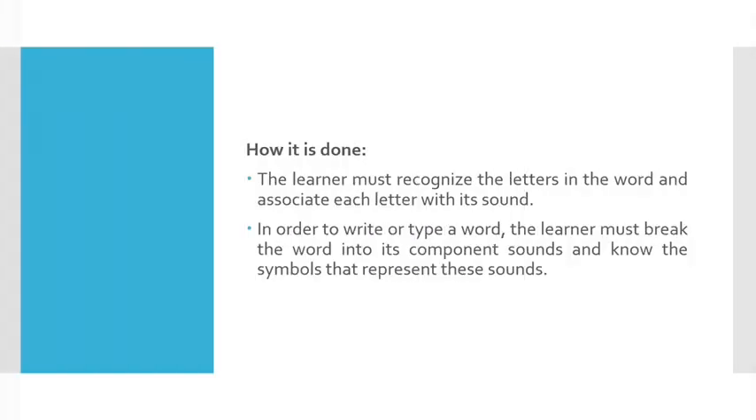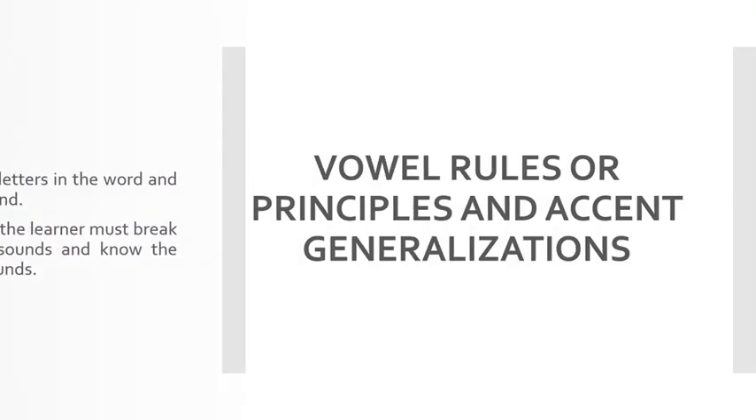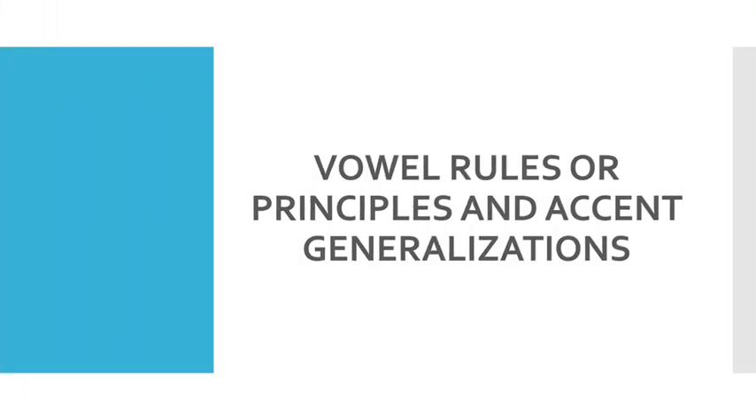So how is it done? First, the learner must recognize the letters in a word and associate each letter with its sound. And second, in order to write or type a word, the learner must break the word into its component sounds and know the symbols that represent these sounds. So now we will focus on the vowel rules or principles and accent generalization.